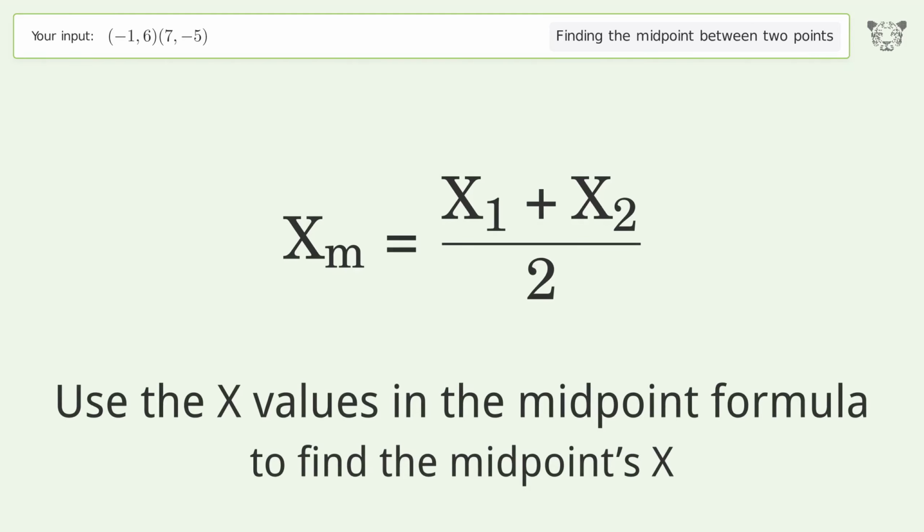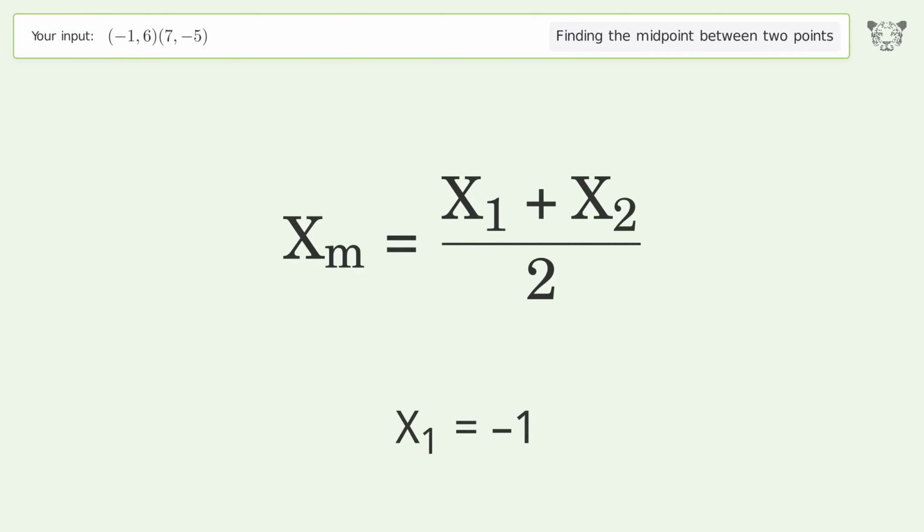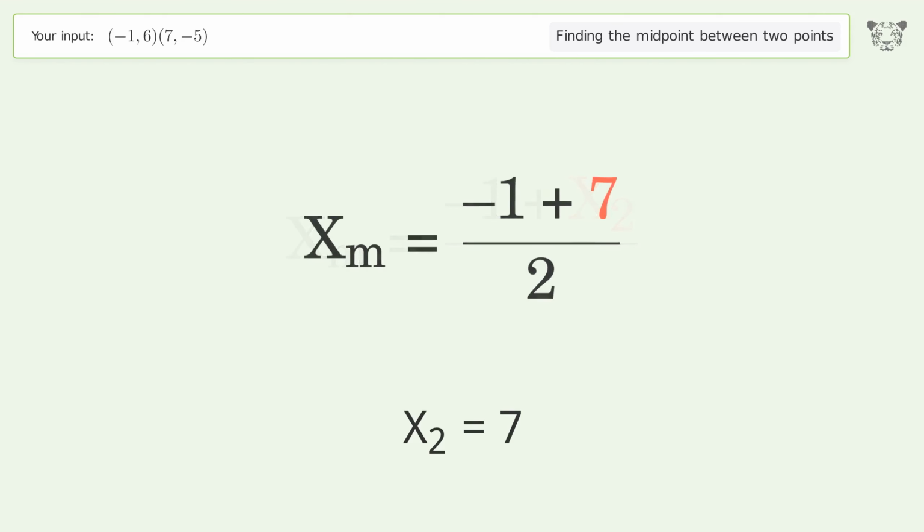Use the x values in the midpoint formula to find the midpoint's x. x1 equals -1. x2 equals 7. Simplify the arithmetic.